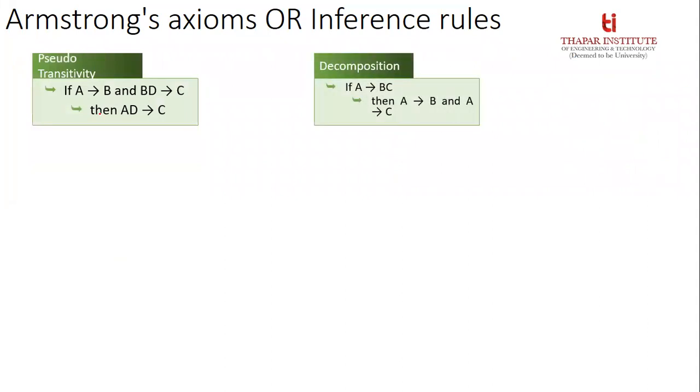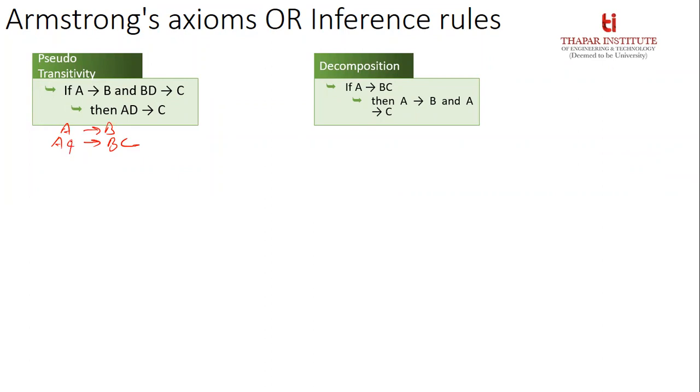Now next we have seen pseudo transitivity. It is just augmentation followed by transitivity. So here you can see A tends to B and BD tends to C, then it will be AD tends to C. The proof of this can be achieved by saying that AD tends to BD. If A tends to B, then AD tends to BD will happen by augmentation. Okay, is it okay?